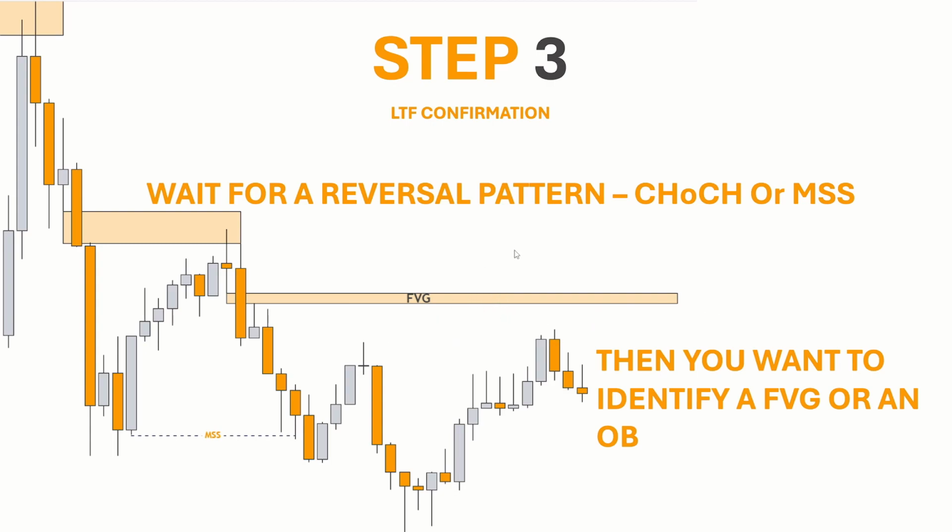And a little tip with fair value gaps, you want to enter off the 50% zone. For order blocks, you just want to refine them. For fair value gaps, enter off the 50% zone. This decreases your drawdown, your risk. Market will almost always hit the 50% zone of your fair value gap.